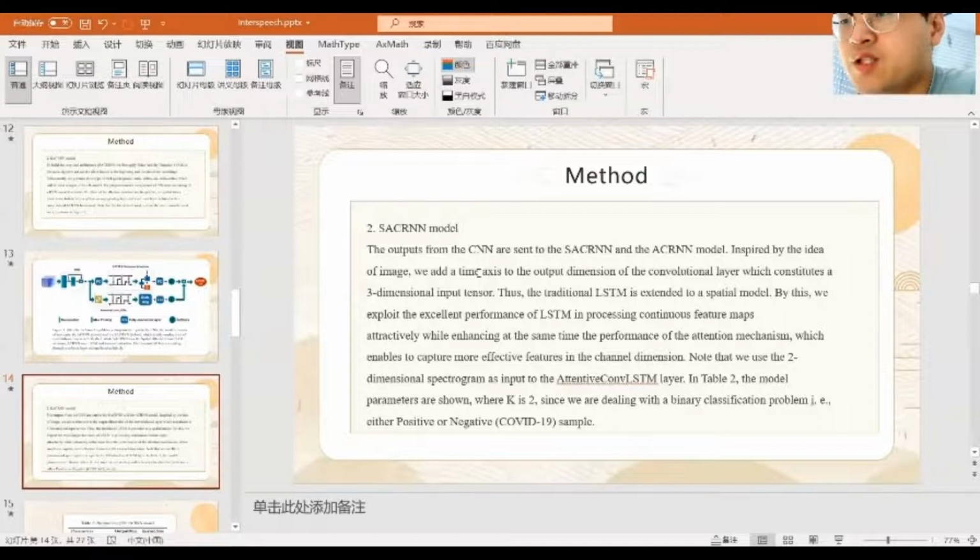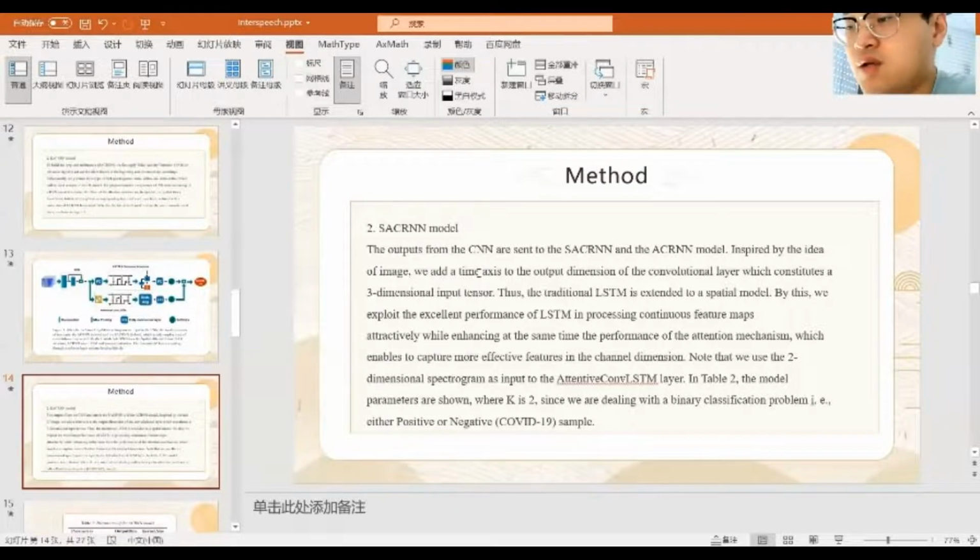Inspired by the adder of image, we add the time axis to the output dimension of the convolutional layers, which constitutes a three-dimensional input tensor. Thus, the traditional LSTM is sent to the spatial module. By this, we expect the excellent performance of LSTM in processing continuous spatial matters, while enhancing at the same time the performance of the attention mechanism, which is able to capture more effective features in the channel dimension. Note that we use the two-dimensional spectral input to the attentive ConvLSTM layers, where in table 2 the module parameters are shown with K is 2.